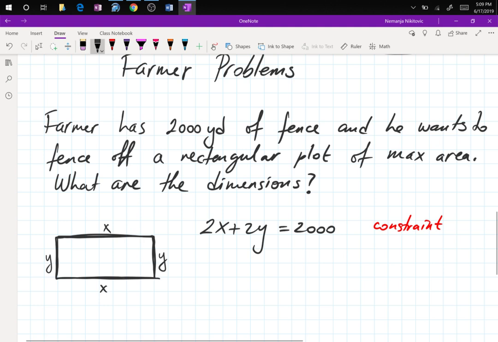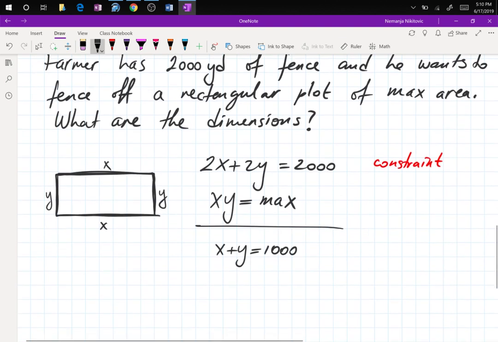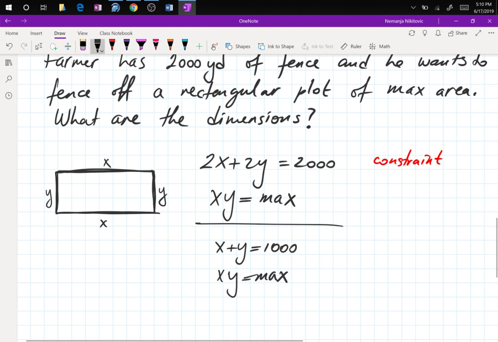What is the second equation? What is the objective equation? What am I supposed to do? Yes. Excellent. So xy equals a max. Now look at these two equations. Is this in any way different than a previous calculation? Absolutely not. Right? We are going to go with x plus y equals 1000 and xy equals a max. And you are supposed to follow exact steps from the previous problem to calculate the values for x and y. So go.